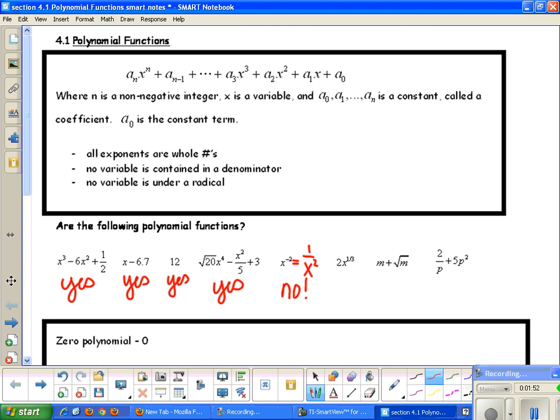For the next one, we have 2x to the 1/3. So remember that this is a rational exponent, which can be written as 2 times the cube root of x, and now because of that, and because the exponent is not a whole number, I know this is also not a polynomial. The next one I have m plus the square root of m, and again, because there's a variable underneath a radical, this is not. And for the last one, I have a variable in my denominator, so this is also not a polynomial equation.